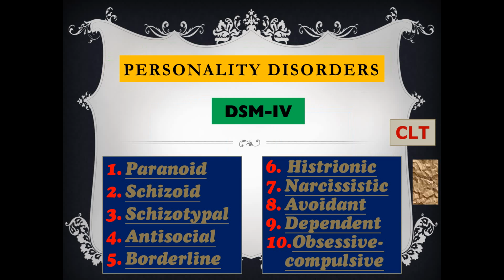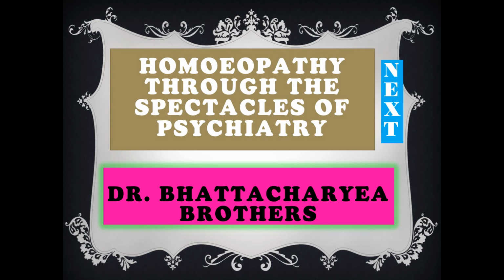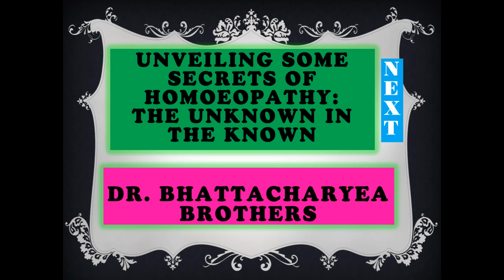The material is open to you. You can go ahead in detail exploring this and the clusters which we have said. So that I'll show you. Before that, I'll take you to Dr. Bhattacharya Brothers' book, which you already have. That is the yellow book, Homeopathy Through the Spectacles of Psychiatry, and there is a blue book which is Unveiling Some Secrets of Homeopathy, the Unknown in the Known. So these two books are very helpful because they give us these good concepts away from normal, routine, traditional, on the street homeopathy, which is very popular.